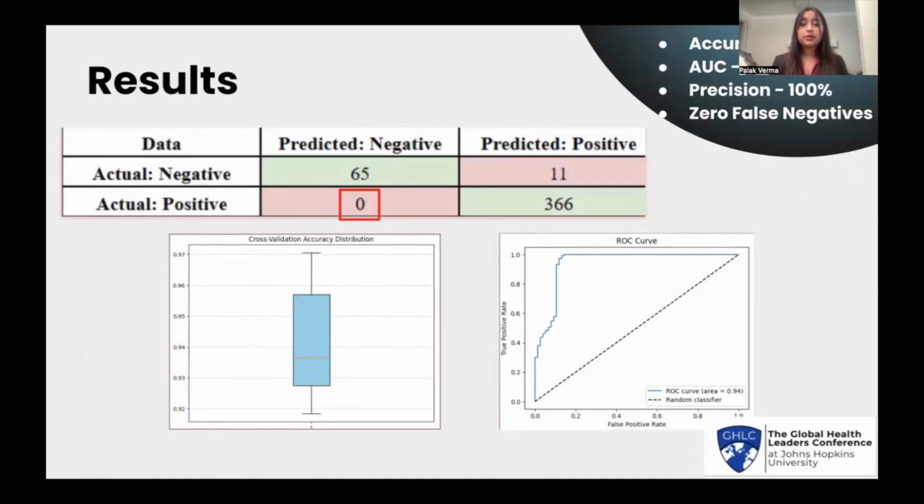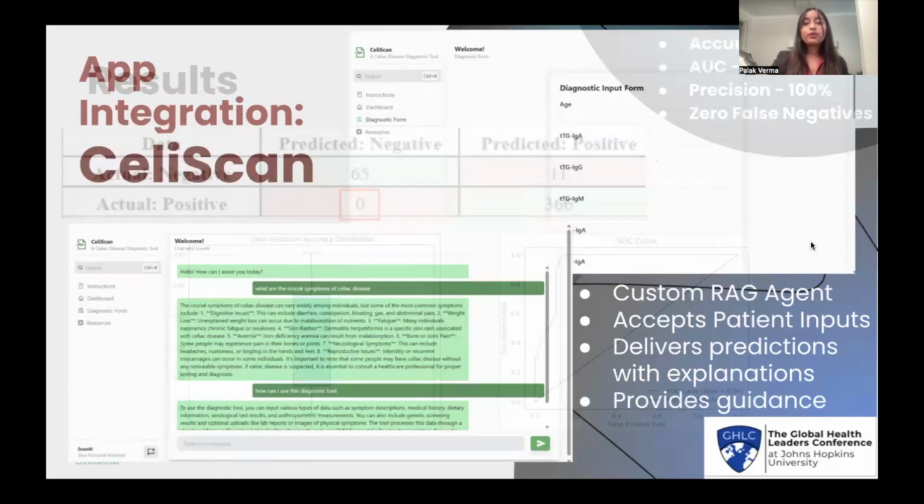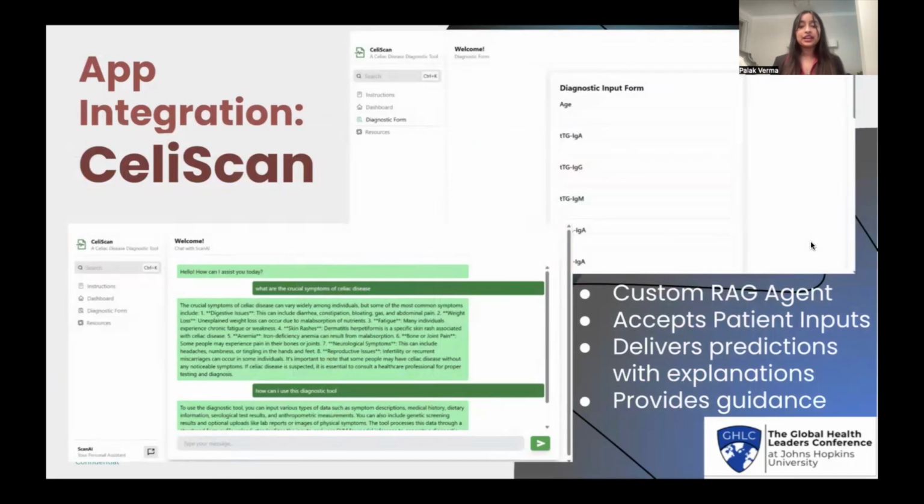For instance, our SVM model reached 97.51% accuracy with 100% precision and 94% AUC score with zero false negatives. And the ROC curve and box plot for the cross-validation accuracy distribution also showed results that were strong and consistent across all tests. Therefore, we wanted to convert our framework into an actual app.